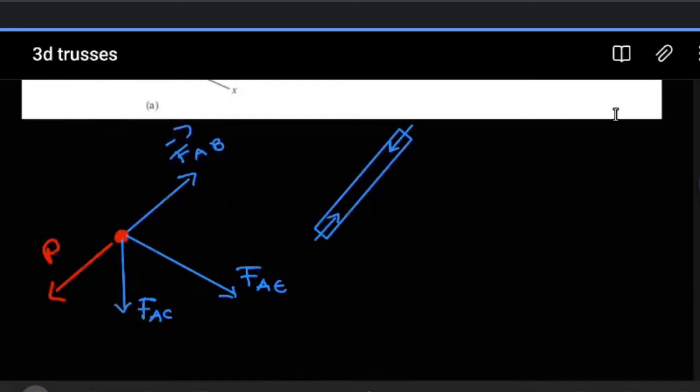Then it implies that the member is in tension. So all those are still going to play a role here. But let's proceed. I have shown all my forces acting at the joint A here. Now, after doing this, what you want to do is express each of these forces in Cartesian vector form. Now, how do you do that?